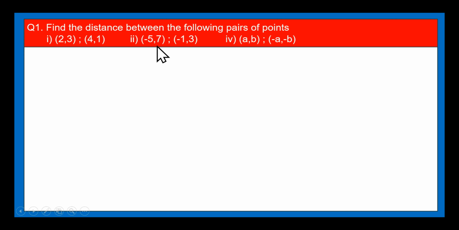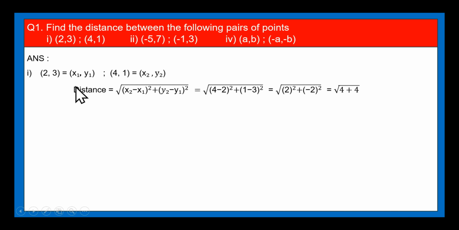Here we have to find the distance between the following pairs. Let us observe the first bit now. In the first bit we have given 2 points. The first point is (2, 3), and let us assume that the coordinates of (2, 3) are x1, y1, and the second point is (4, 1). Let us assume that (4, 1) is the second point whose coordinates are x2, y2, and we have the formula to find the distance between the points x1, y1 and x2, y2, which is given by root over x2 minus x1 whole square plus y2 minus y1 whole square.